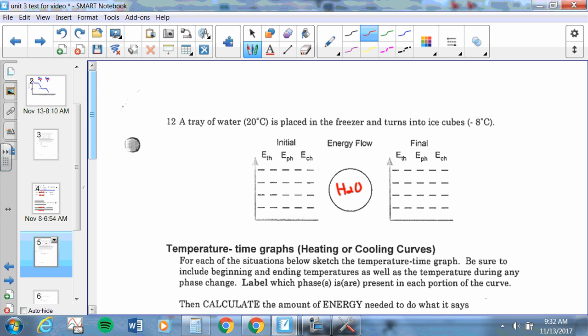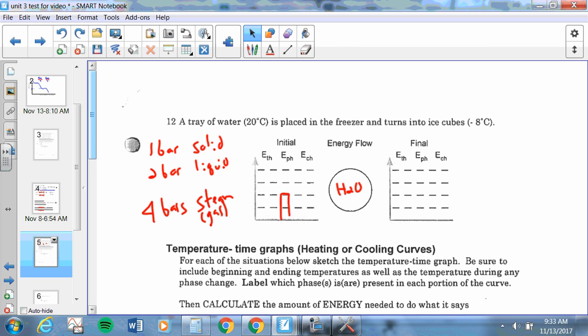It was liquid water at the beginning, which has 2 phases. Remember that 1 bar is a solid or ice. 2 bars is a liquid or water. And then we skip 3 bars and get all the way to 4 bars if we happen to be in a gas or a steam gas, because it takes a lot of energy to make it fly around. So the tray of water starts off with 2 bars of phase. Later on it's going to turn into ice. That's only 1 bar of phase.